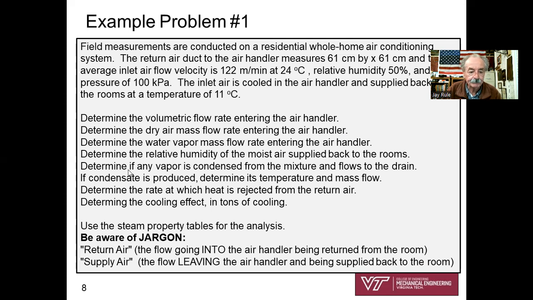And then the relative humidity of the moist air going back to the rooms. We're going to be able to find that. Now, you're going to be able to see with your eyes, if you can watch this in the summer, if any vapor is condensed from the mixture and flows to the drain. You just watch the drain. If you see drip, drip, drip, that tells you that the vapor going back to the rooms will be less than what's coming into the air handler. So that's a verbal statement of continuity for the H2O, water and vapor. Okay. So if condensate is produced, determine its temperature and the mass flow rate of the drip.